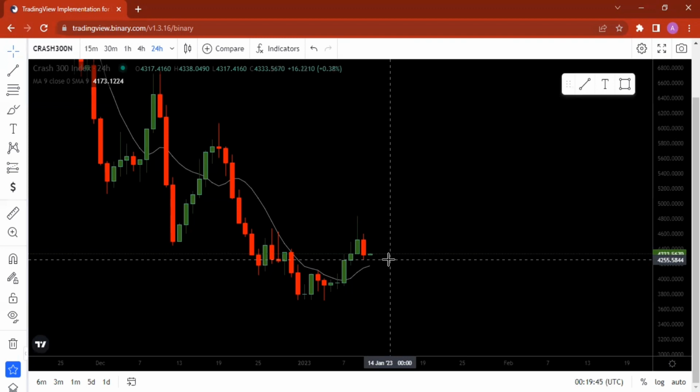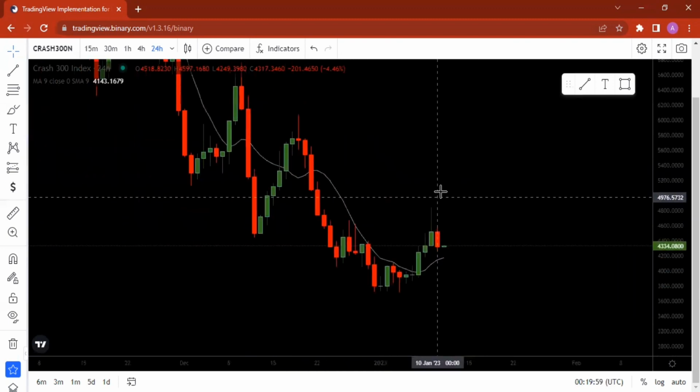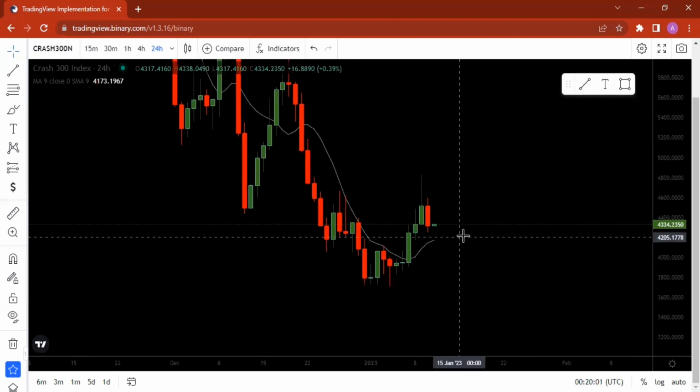Now, guys, I'm going to analyze Crash 300, and I'm going to explain the analysis with respect to top-down analysis also. So pay attention and listen. So now we are on the daily time frame of Crash 300, and you can see what we have on the chart right now.